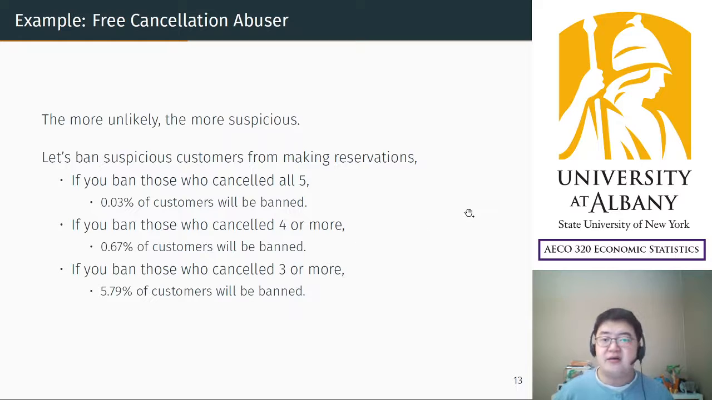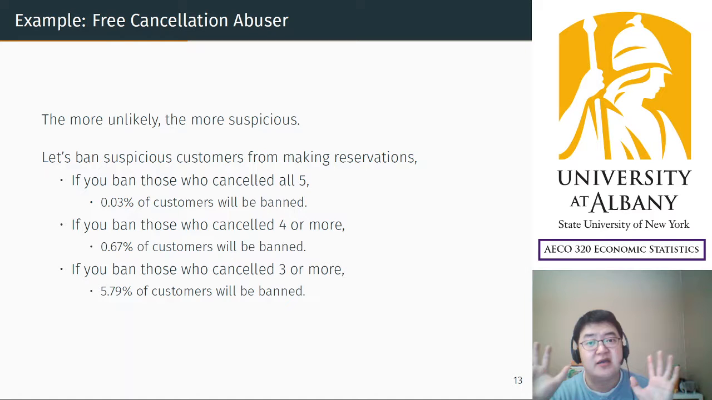And so the more unlikely, the more suspicious. That's the main idea, our main theme, main principle in statistical hypothesis testing. Now suppose that you are planning to ban some suspicious customers from making reservations. You would not allow those customers to make reservations anymore.